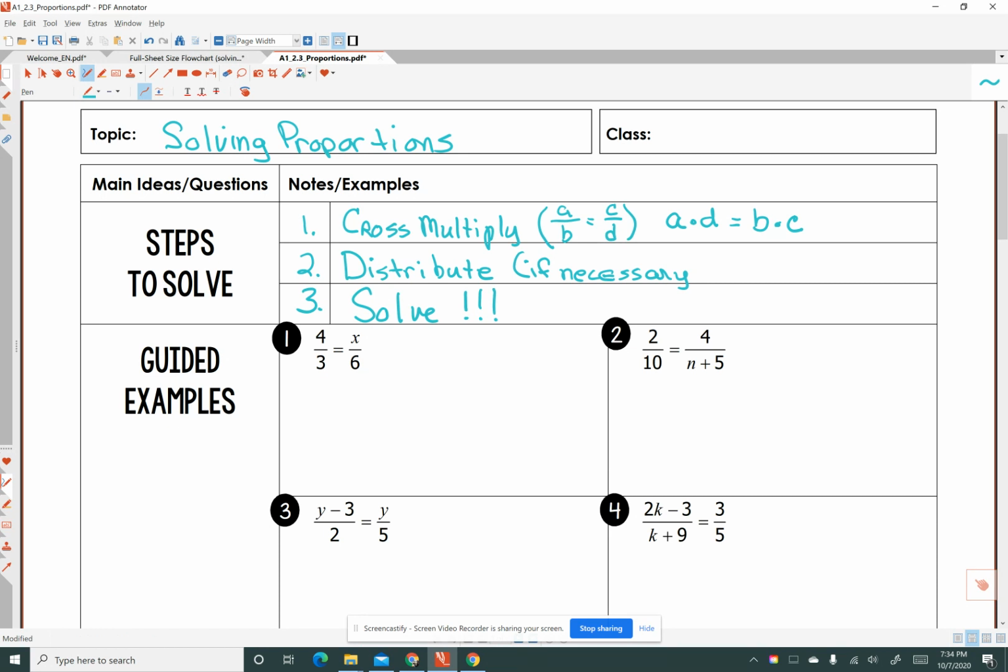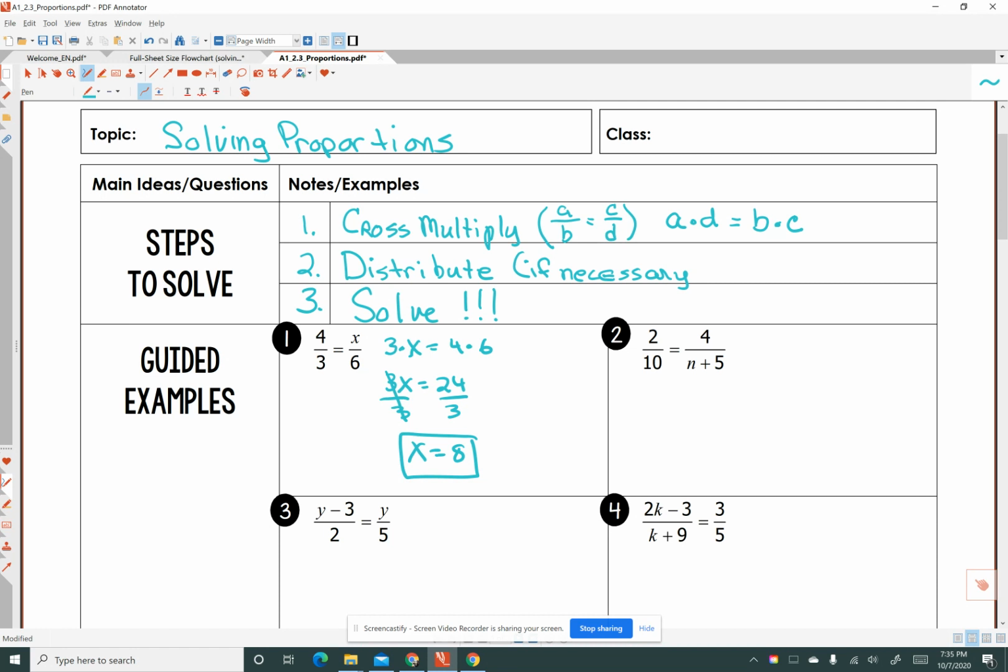Okay, let's get started with our first example. And it's a rather easy one. We have 4/3 equals x divided by 6. So 3 times x equals 4 times 6. 3x equals 24. Divide both sides by 3, and x equals 8.